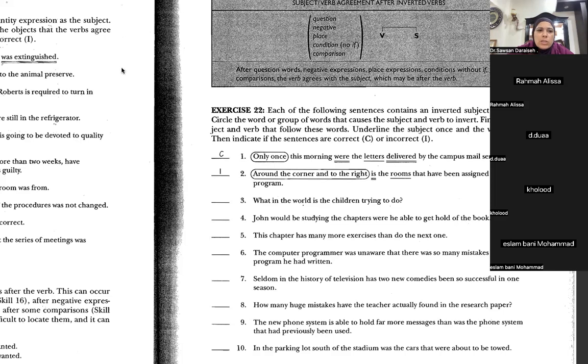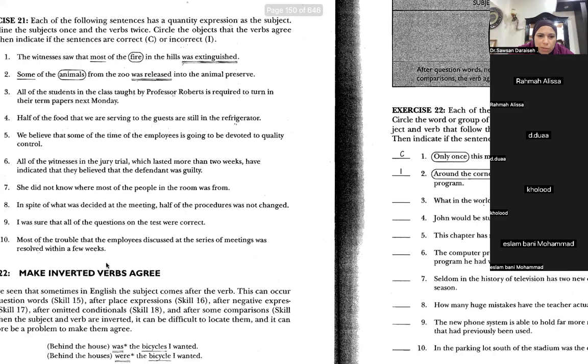However, we don't want to just say that inversion is fine. We also want the verbs to agree. That means the verb and the subject, which is after the verb, must have agreement. What does that mean? Who can remind us what that means again?